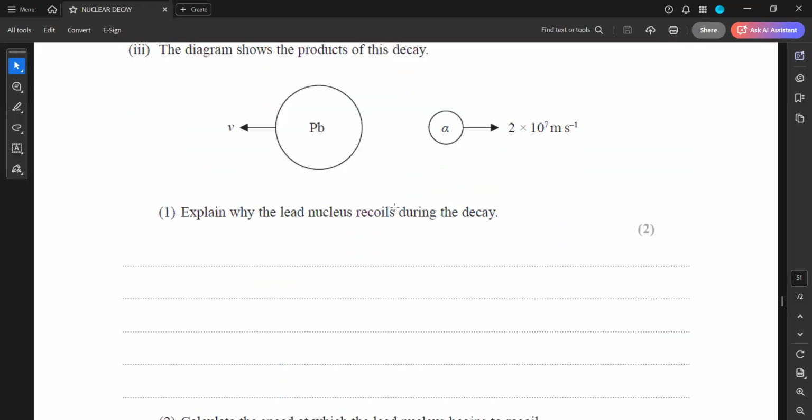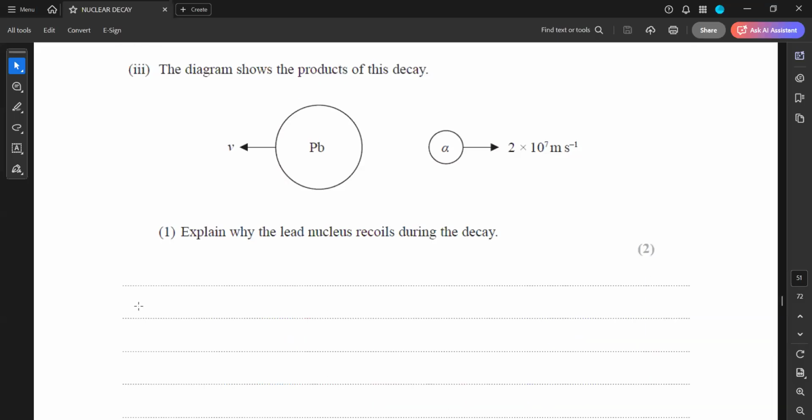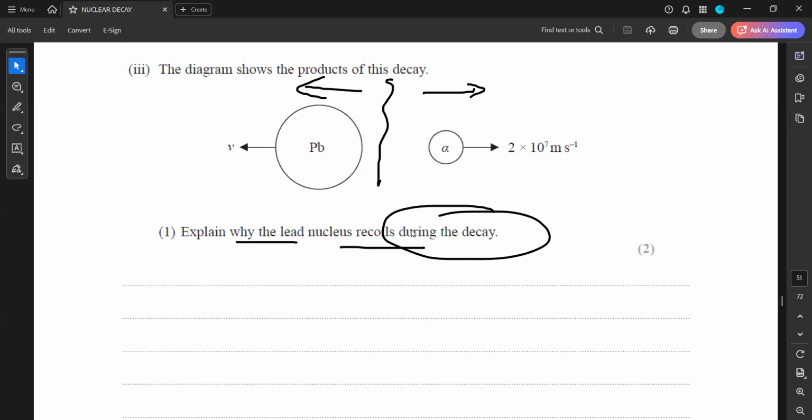The next is the diagram showing a product of this decay. Explain why the lead nucleus recoils during the decay. Like why the lead has to move in the opposite direction to the alpha. Remember, momentum is conserved. If the momentum before is 0, the momentum after should also be 0. So if one fragment is moving towards the right, the other fragment must move towards the left. So explain why the lead nucleus recoils during the decay.